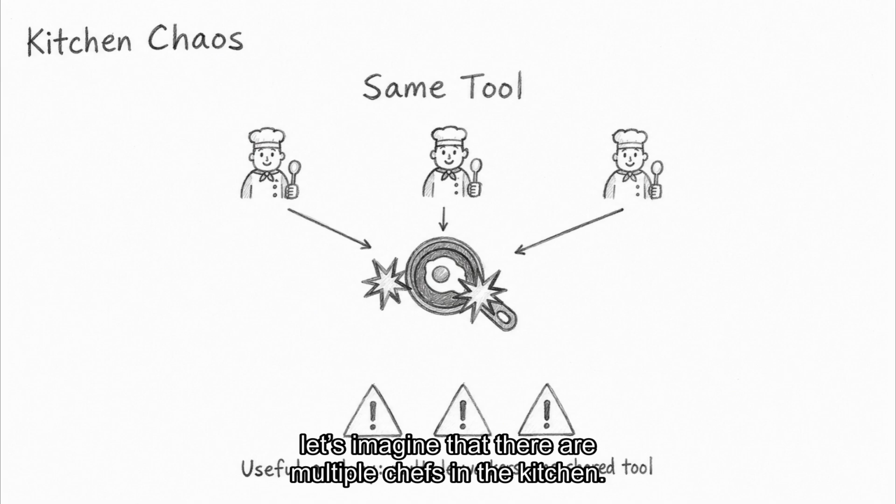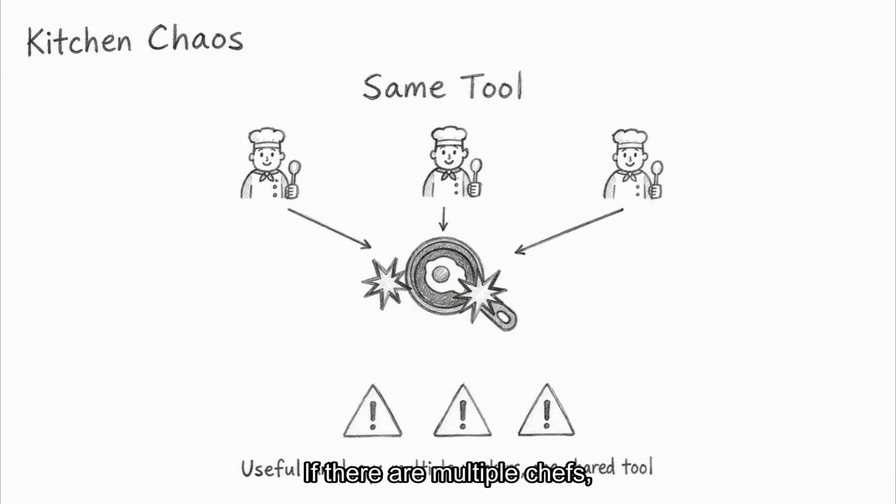But now, let's imagine that there are multiple chefs in the kitchen. If there are multiple chefs, the kitchen may work faster. One chef can make pasta, another chef can make salad, another chef can cook steak. From the outside, it looks much more efficient, but a problem can also happen.